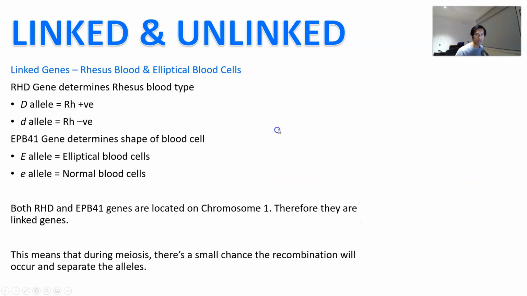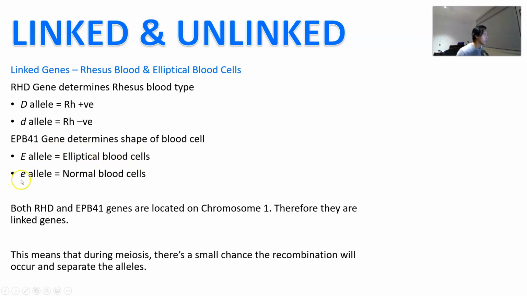Now, let me go with an example, right? So let's go with linked genes for rhesus blood type and elliptical blood cells, right? So rhesus blood is determined by the RHD gene, and if you have a capital D, you are rhesus positive. If you have a lowercase d, you are most likely going to be rhesus negative, right? Likewise, that's a complete dominance trait, by the way. And then likewise, if you have a capital E, you are likely to have elliptical blood cells.